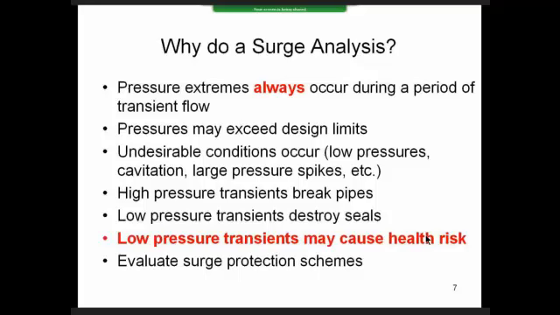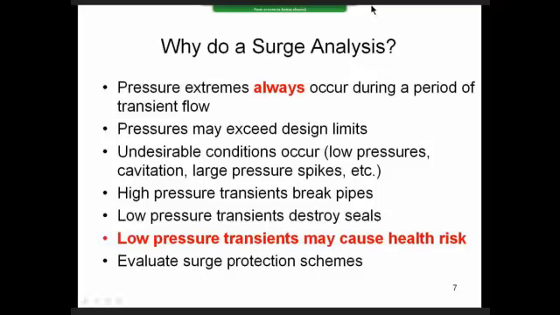So why do we want to do a surge analysis? Well, this slide shows the reasons that I've outlined. The pressure extremes, the highest and lowest pressures, always occur during a period of transient flow. And clearly, when that happens, you can exceed design limits. You can have cavitation occur. Cavitation is when the water vaporizes, and then it can collapse, and the water will be traveling rapidly when the vapor pocket collapses and cause a pressure spike. So the high pressures break pipes.